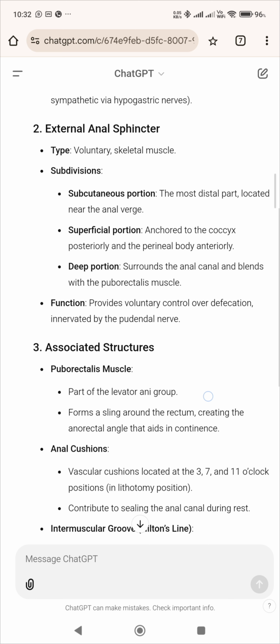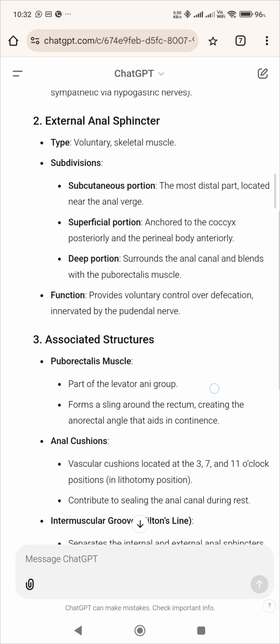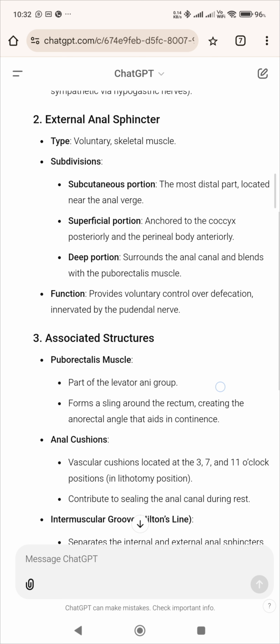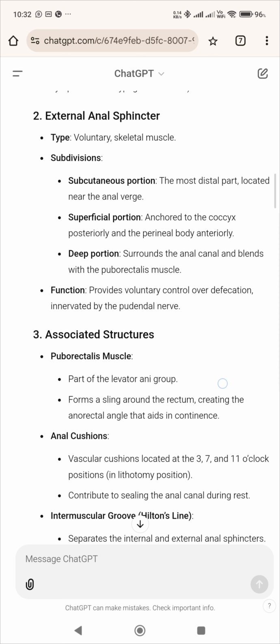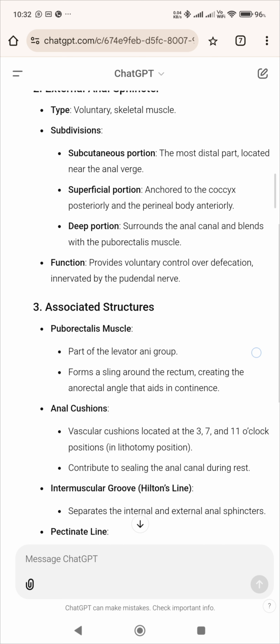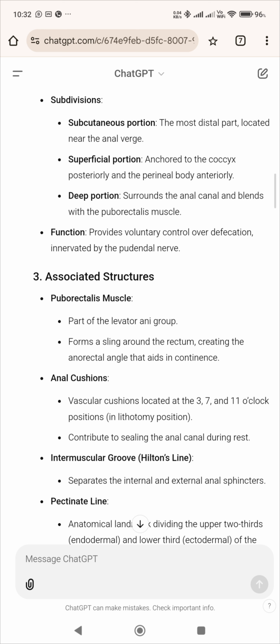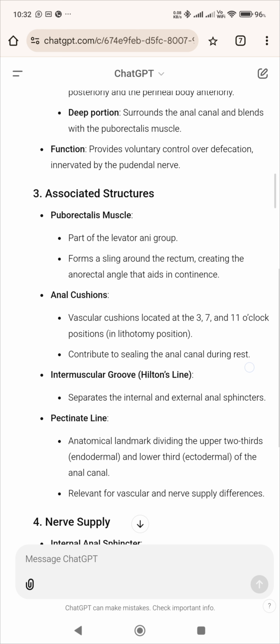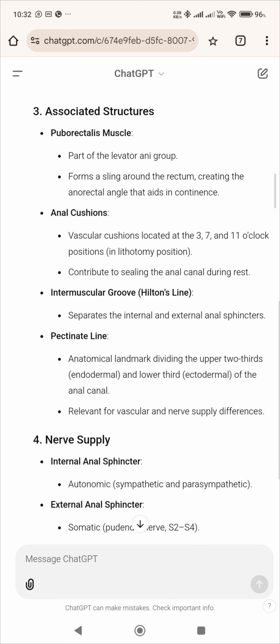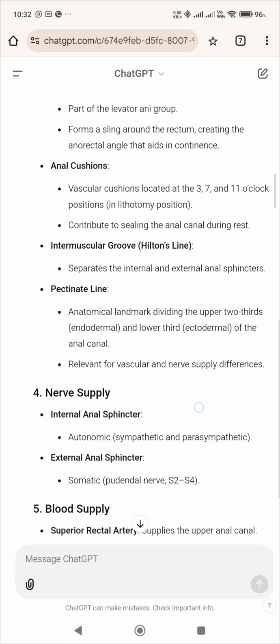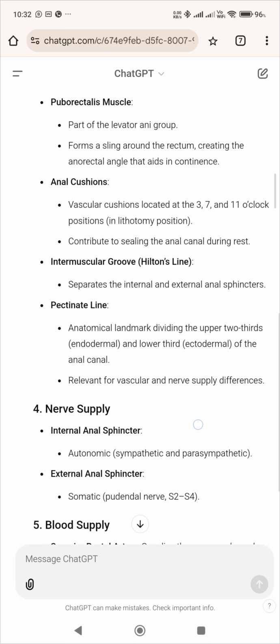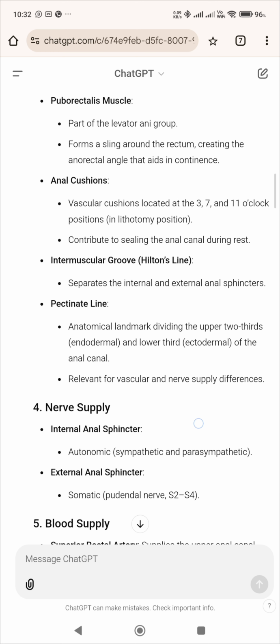Superficial portion, anchored to the coccyx posteriorly and the perineal body anteriorly. Deep portion, surrounds the anal canal and blends with the puborectalis muscle. Function: provides voluntary control over defecation, innervated by the pudendal nerve. 3. Associated structures. Puborectalis muscle, part of the levator ani group, forms a sling around the rectum, creating the anorectal angle that aids in continence.